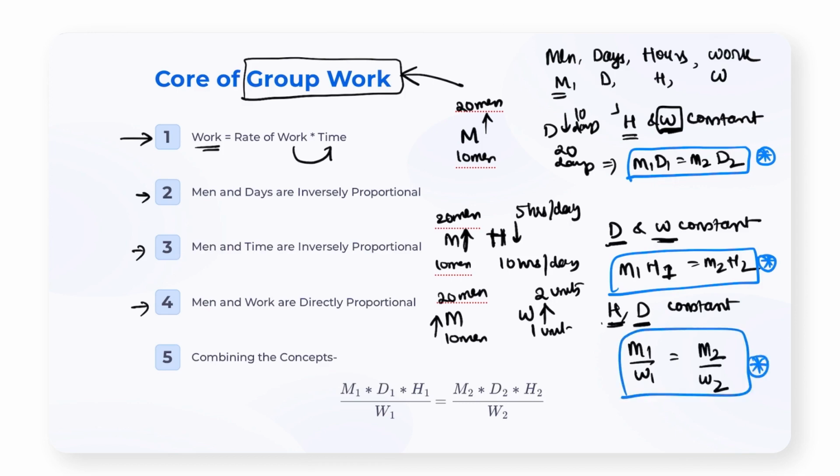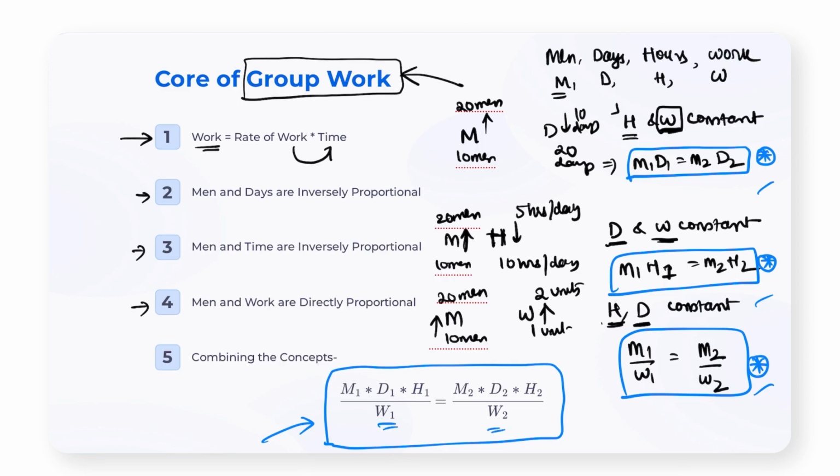Clubbing all these relationships together, this and this, what we have with us is the universal foundational approach or concept to group work. M1 D1 H1 by W1 is M2 D2 H2 by W2. M, D and H represent men, days, number of hours. W1 and W2 represent the amount of work.